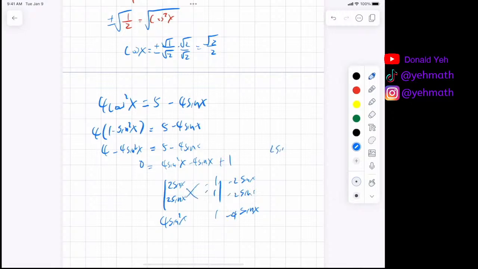So it'll be 2 sine of x plus 1 minus 1 equal to 0. So x is equal to pi over 6, 5 pi over 6.